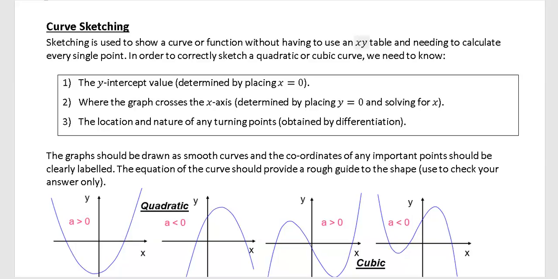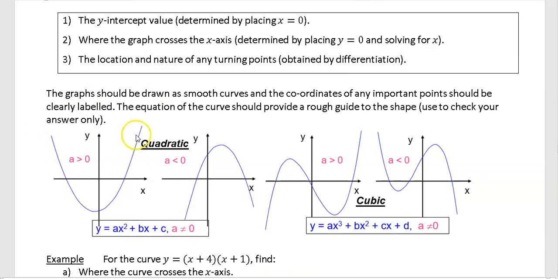Okay, in this video we're going to look at a couple examples of how we can do curve sketching. Sketching is used to show the general shape of the curve, and it shows some key values, but it's not an accurate drawing, so you're not doing a table of values or anything like that. It's just a real general idea of the shape of the curve. We have four graphs here, two quadratic ones and two cubic ones.